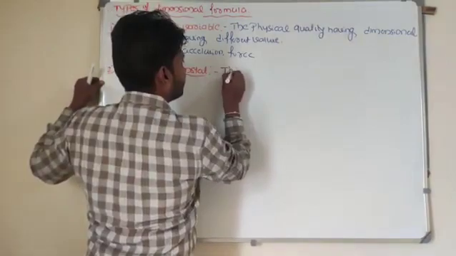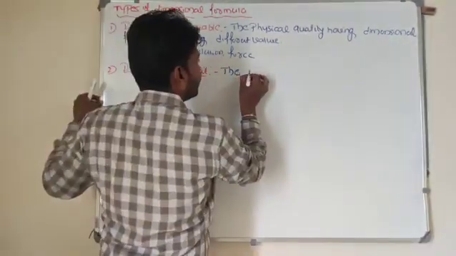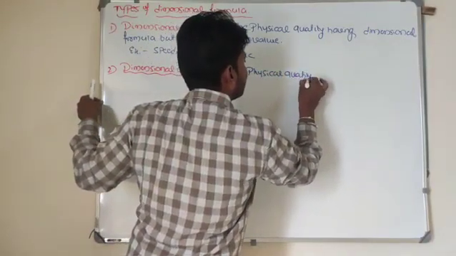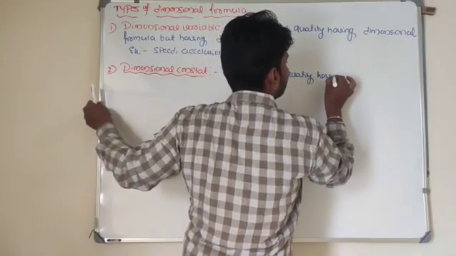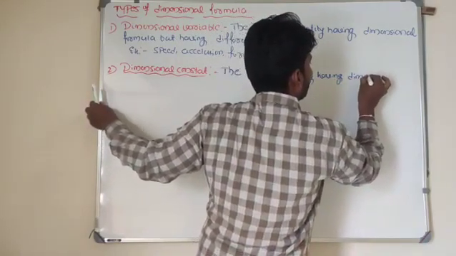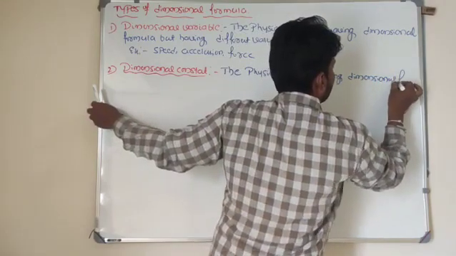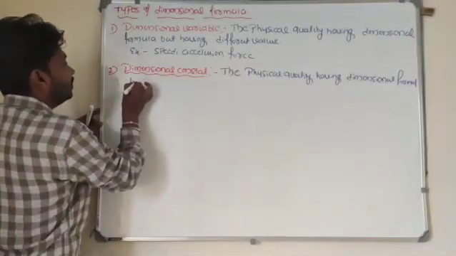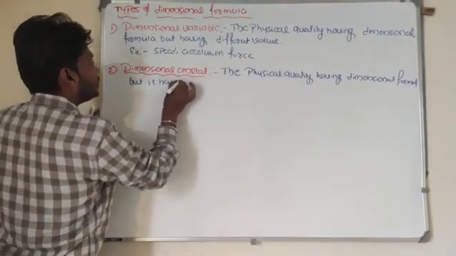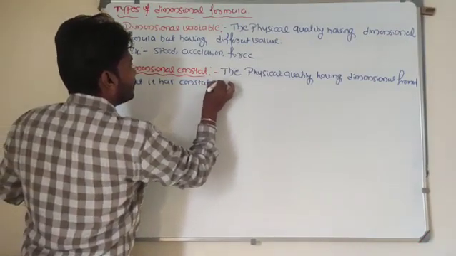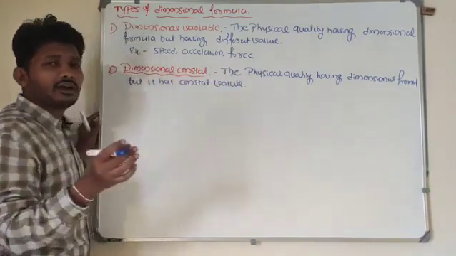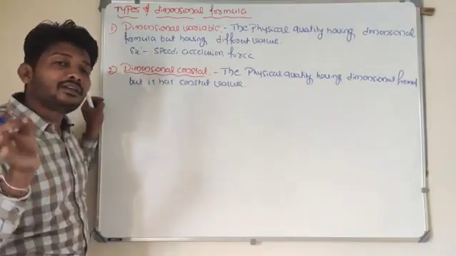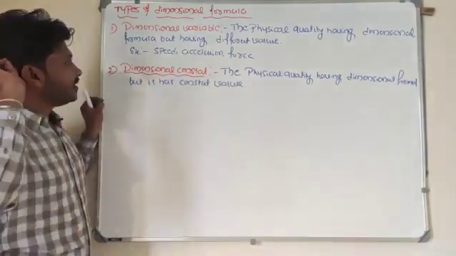So what's the dimensional constant here? The physical quantity having dimensional formula, but it has constant value. What does it mean here? Some physical quantities are there, those physical quantities have dimensional formula, but they have constant value.